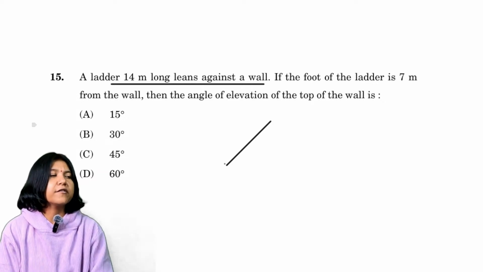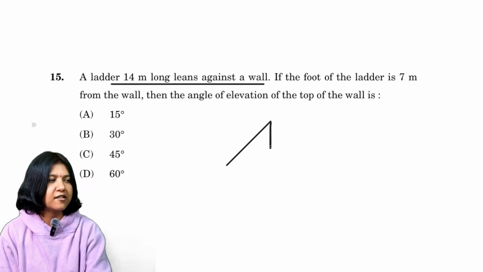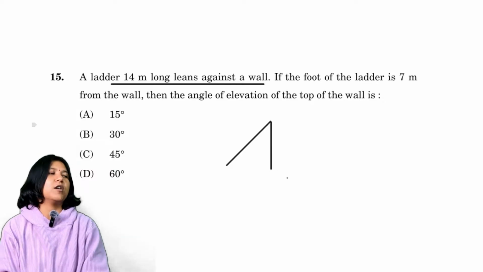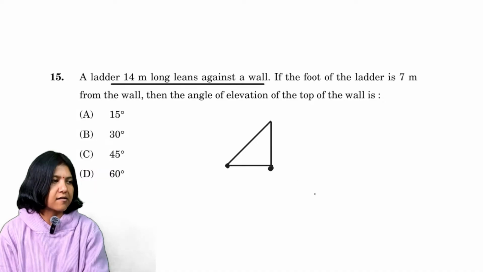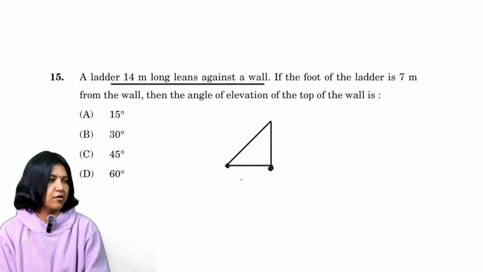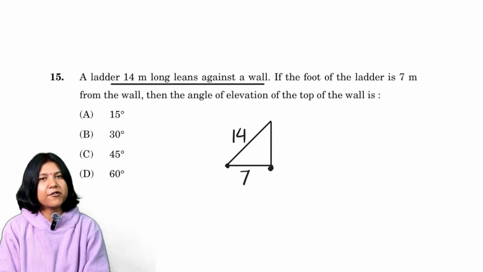If the foot of the ladder is 7 meters from the wall, so there is a wall, so let's say the ladder has touched the wall at that point. So the foot of the ladder is 7 meters from the wall, so that measures the base length, you can call it. So that is 7 and this is 14. 7 and 14 do have a relation. You are quite guessing the angle, I guess.